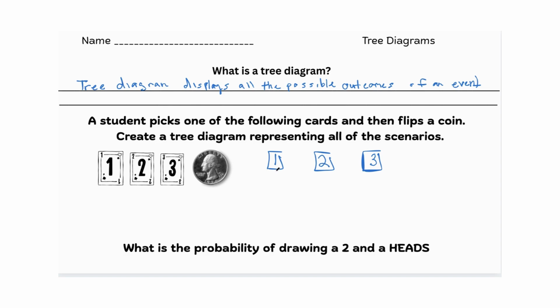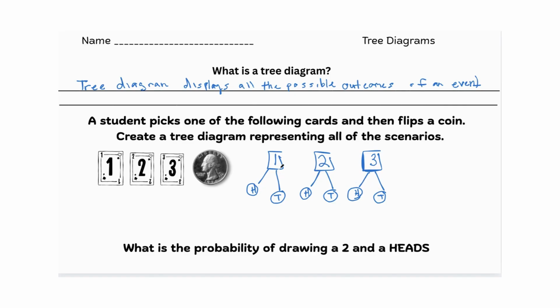So what could happen is the student could pick card 1 and then land on heads. So I'm going to draw a branch here and put an H for heads. But they could also land on tails, so I'm going to put a T for tails. Now the student could also draw card 2 and then get a heads, and then draw card 2 and get tails. Or they could pick card 3 and then flip the coin and get a heads, or they could pick card 3, flip a coin, and get a tails. So this tree diagram shows all the possible combinations.